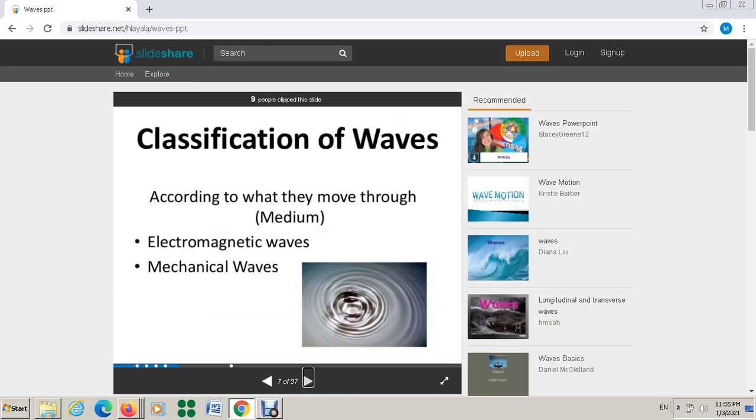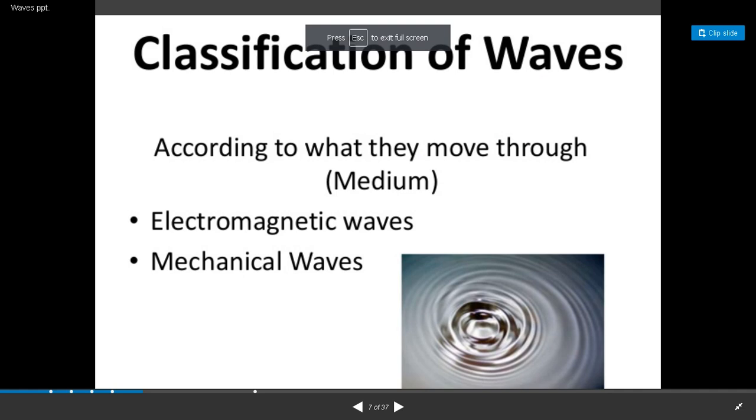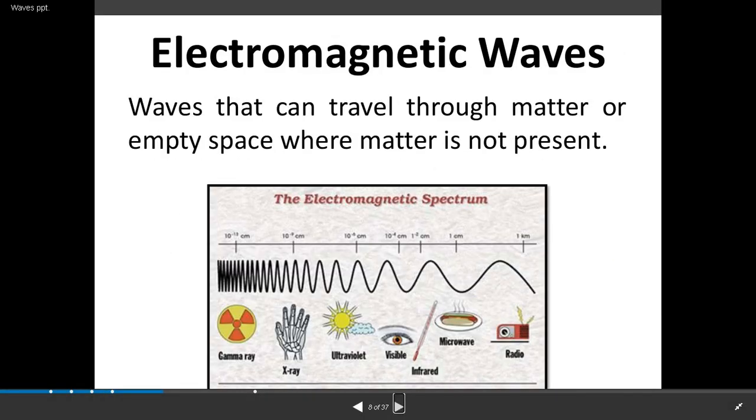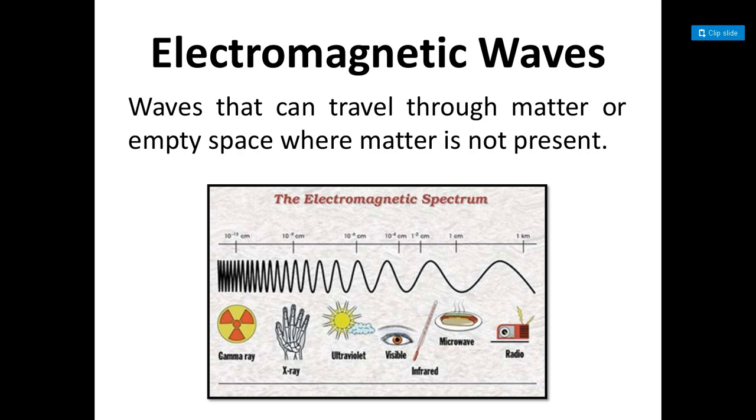To classify them according to what they move through, scientists classified waves into two categories. The first is electromagnetic waves. The second is mechanical waves. Now we want to know the difference between them. Electromagnetic waves can travel through matter or empty space where matter is not present. They don't always need matter. They have the ability to travel in space.